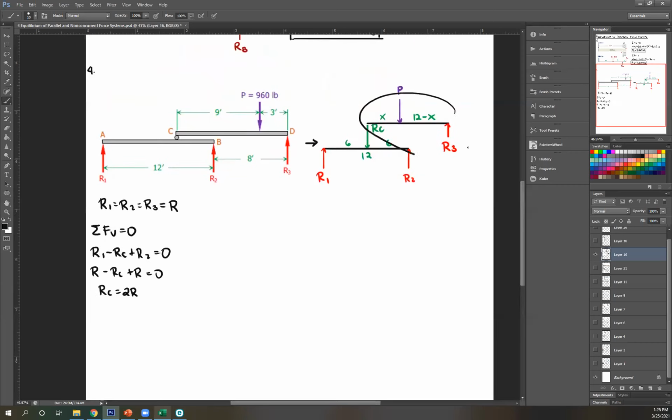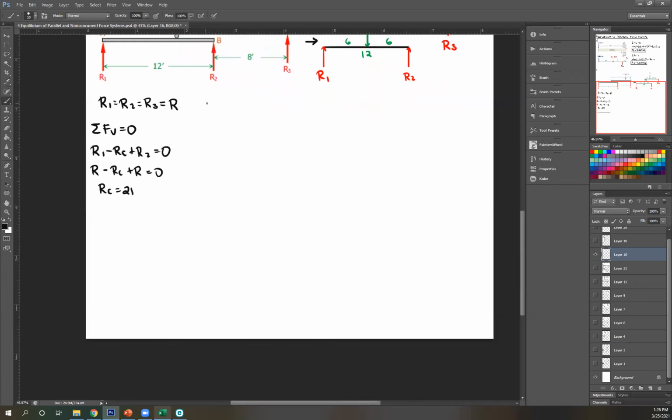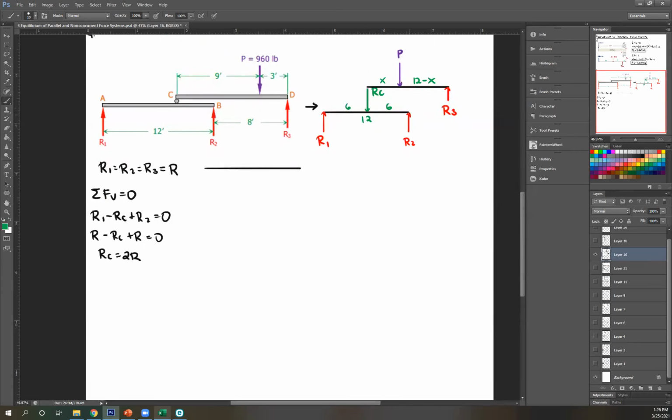I can use that in my free body diagram for this part. So let me redraw the free body diagram for that part. So we got RC. Remember when you're not repositioning, but transferring the force, you have to be consistent with your direction towards your beam. So therefore, this is towards your beam as well. So RC, and then P is here, and then this is X.